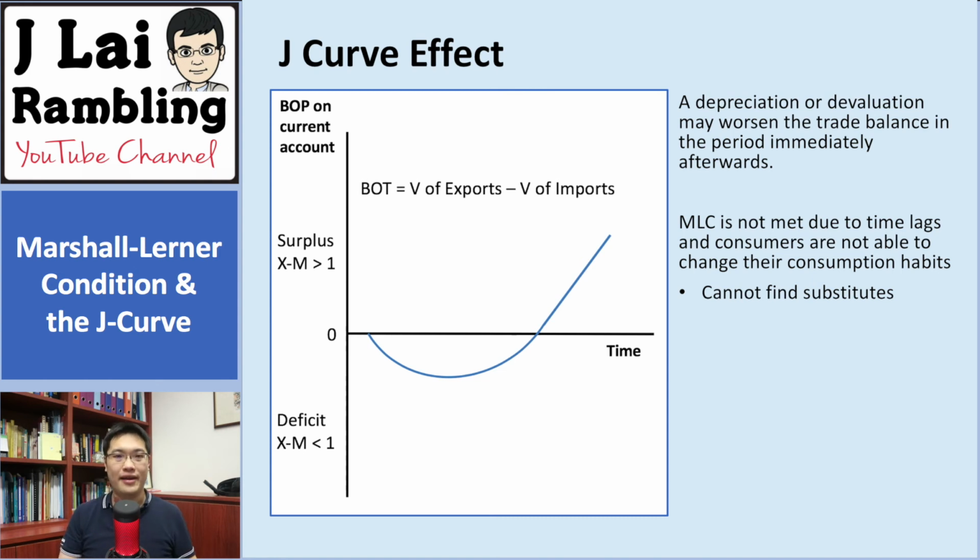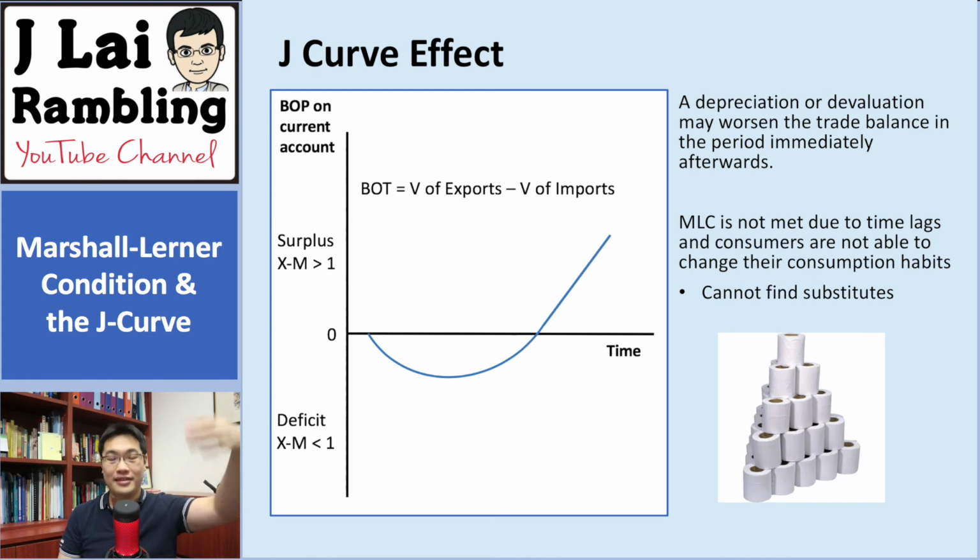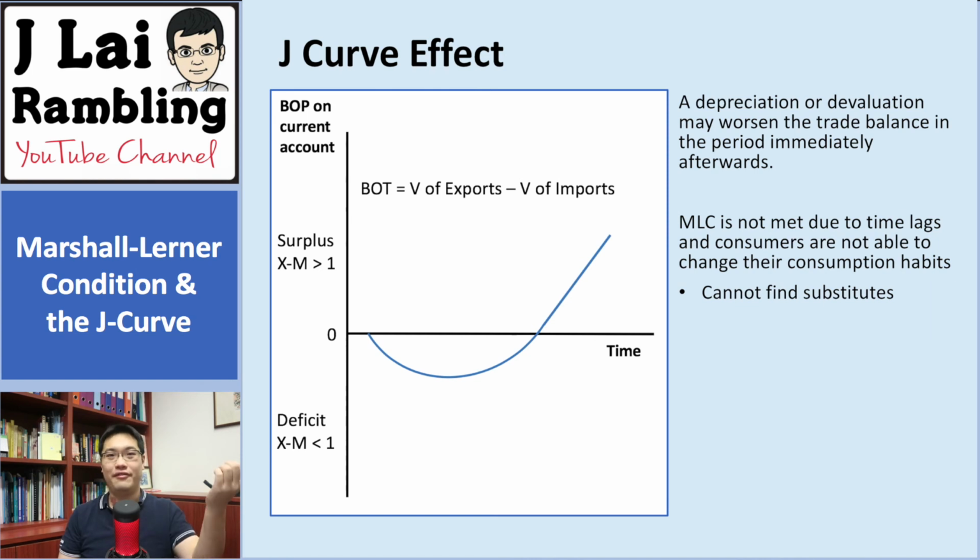People who are used to buying things from abroad, maybe they're buying toilet rolls from abroad. They might like the texture. If the price of the imports goes up because of the depreciation in the local currency, they may not be able to find appropriate substitutes, and therefore they still buy the same. So the value of imports goes substantially up because not only has there been a price increase, they're still buying similar amounts.